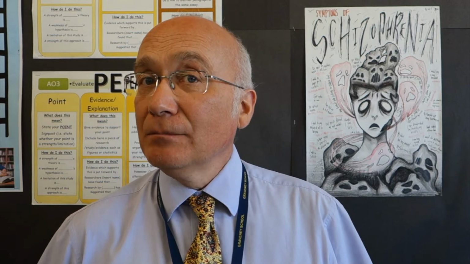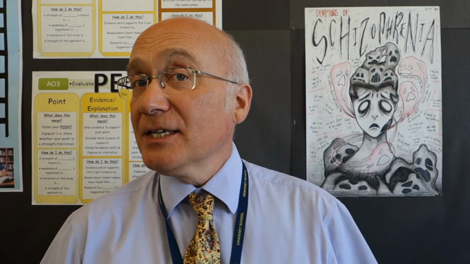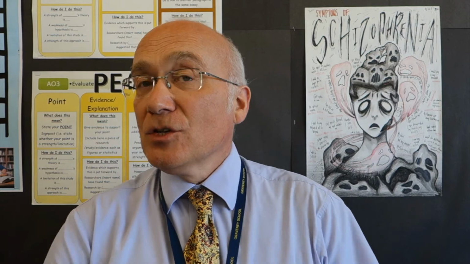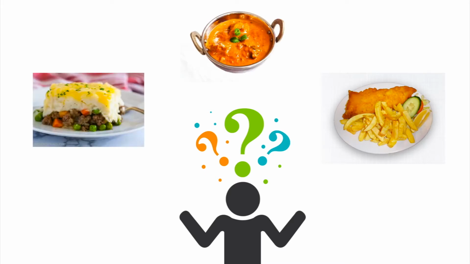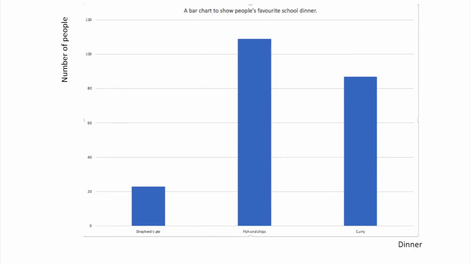Nominal data is categorical data. It's data that can be put into categories. So, for example, nominal data would be, what's your favourite school dinner? Is it fish and chips? Is it curry? Is it shepherd's pie? Whatever it might be. And I could draw a bar chart with nominal data, couldn't I? I could get 100 school children and ask them what's their favourite school dinner and draw a bar chart for that nominal data.